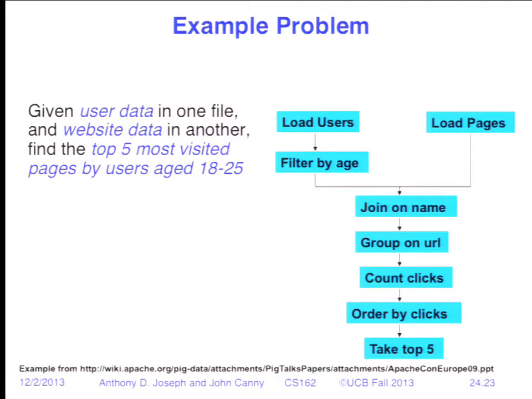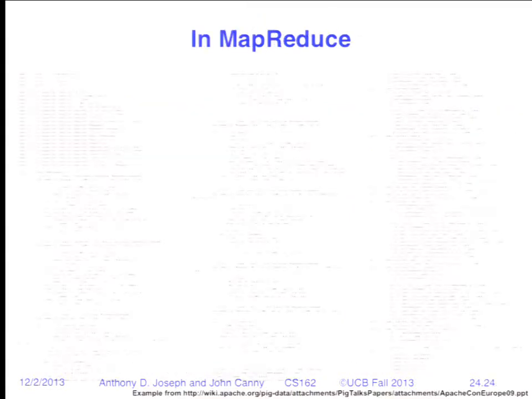Then I want to count the number of clicks associated with each URL, so the number of times it appeared in pages. And then I want to sort that by clicks. And then I want to take the top five. All right. So not a really difficult task to express. Let's write it in MapReduce. What would that look like? That would look like this.